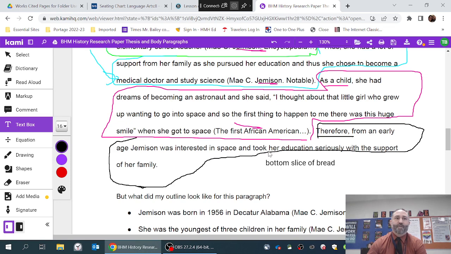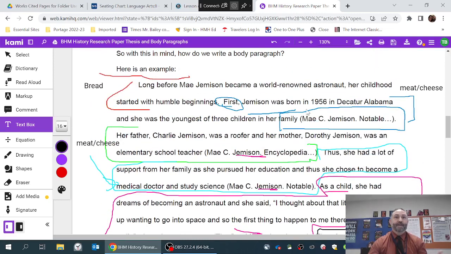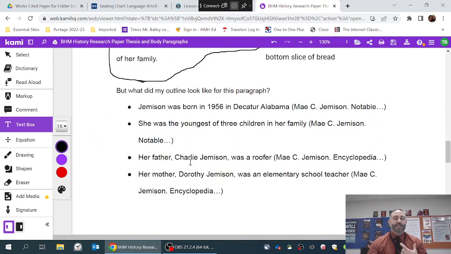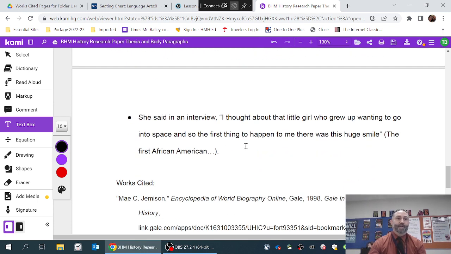Now, that begs the question of, but what did my outline look like before I made this paragraph, right? So this is the final product that you're going to have to do, is you're going to have to serve these sandwiches. However, my outline actually looked like this. And what you'll see in my outline, and you guys did your own outlines, is this was information taken from this source. This was taken from that source. This was taken from this source. This was taken from the third source, and so on. And look, there's one more bullet point.